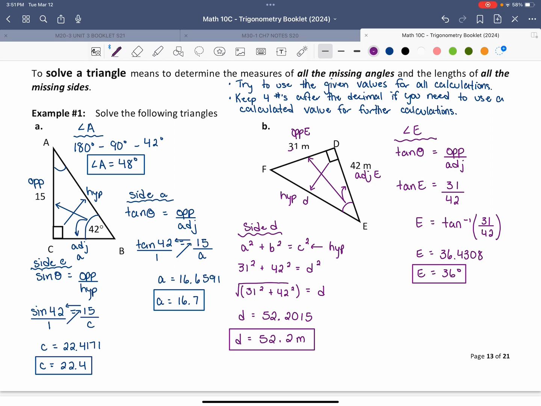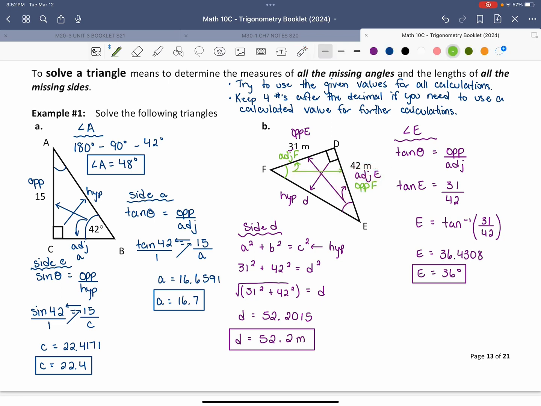Next, solve for angle F. I'm just going to change my color here. So angle F, again, label the two sides that we have based on angle F. So side 42 is opposite from F, and side 31 is adjacent to F. So notice how from our angle E, this was opposite, and now from angle F, it switches and becomes the adjacent. And same thing over here. 42 was adjacent to E, but from F, it is opposite, okay?